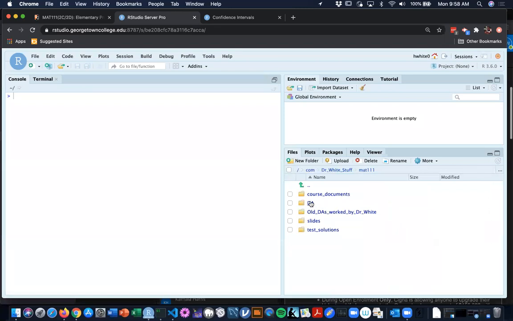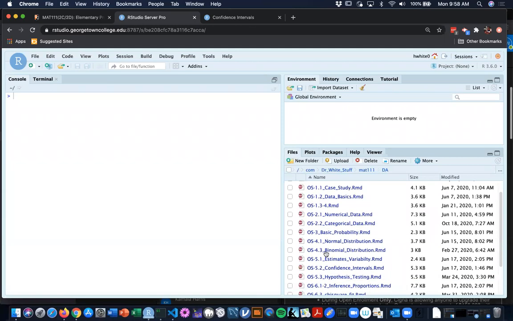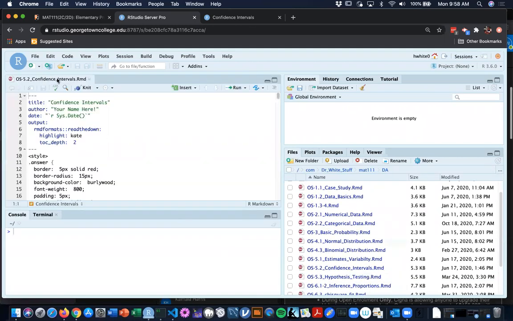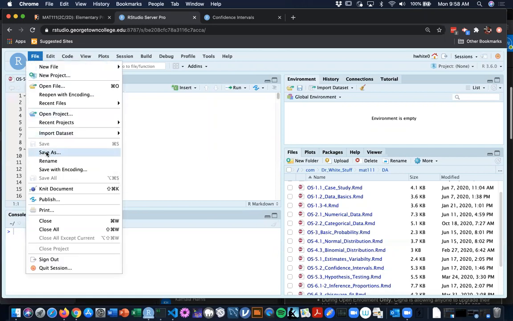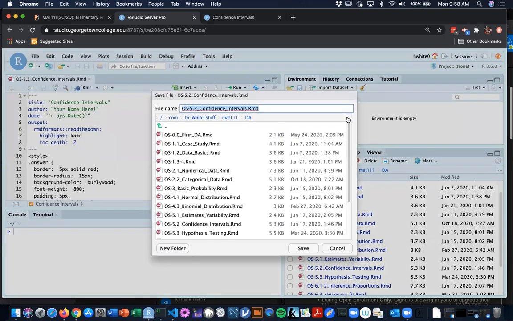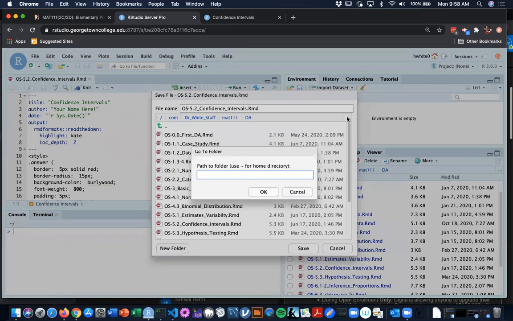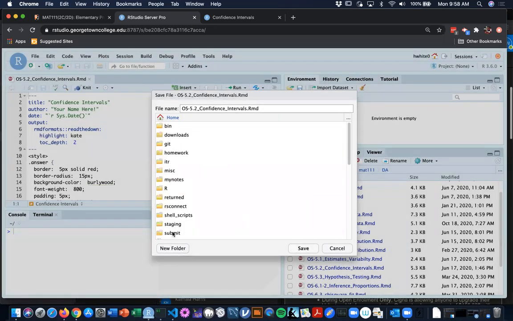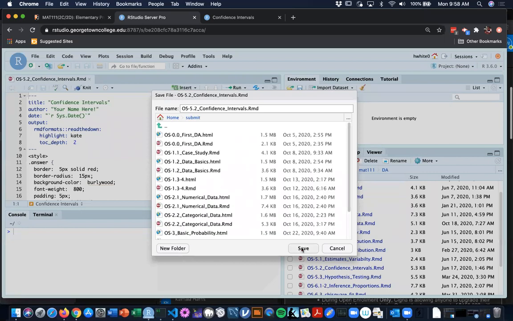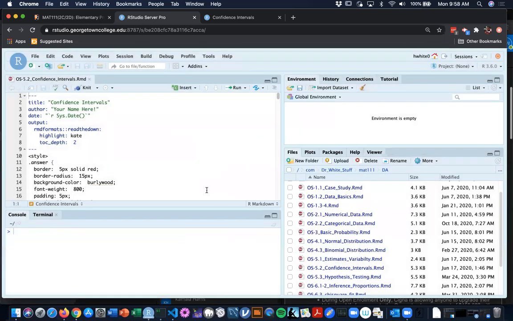The DA that's due on Tuesday, let's get that. So DA, OS 5.2 confidence intervals, file save as, and find my submit by double clicking and say that I want to save there.